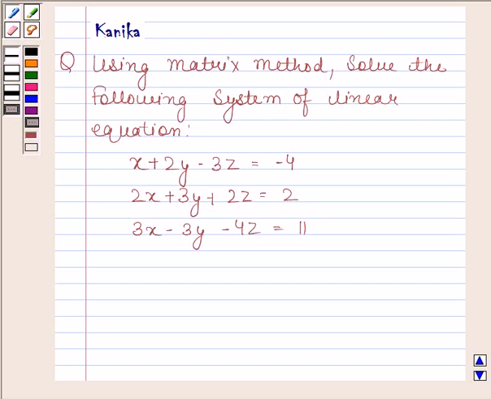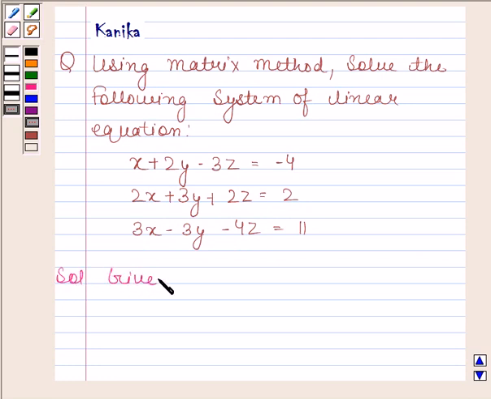Discuss the following question. The question says, using matrix method, solve the following system of linear equations. x plus 2y minus 3z equals minus 4. 2x plus 3y plus 2z equals 2. 3x minus 3y minus 4z equals 11. Let's now begin with the solution.